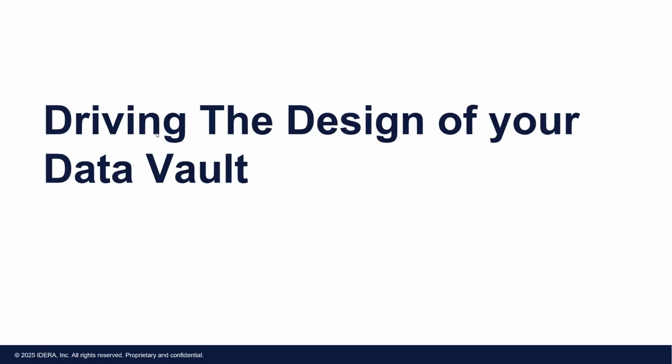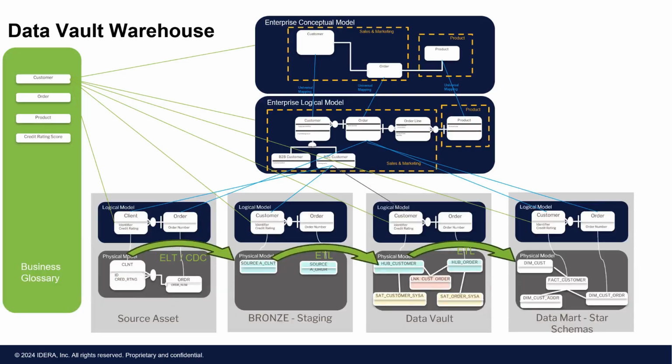So how do we drive the design of our data vault using ER/Studio? The model here shows the different layers potentially of the warehouse. Over on the right we have our star schemas, the data mart. In the middle we've got our data vault, and then we've got our staging area, which in medallion architecture they might call the bronze layer, and we've got our source data assets. And there's a flow through the system. So we've got ELT and ETL jobs that are moving data through the system.